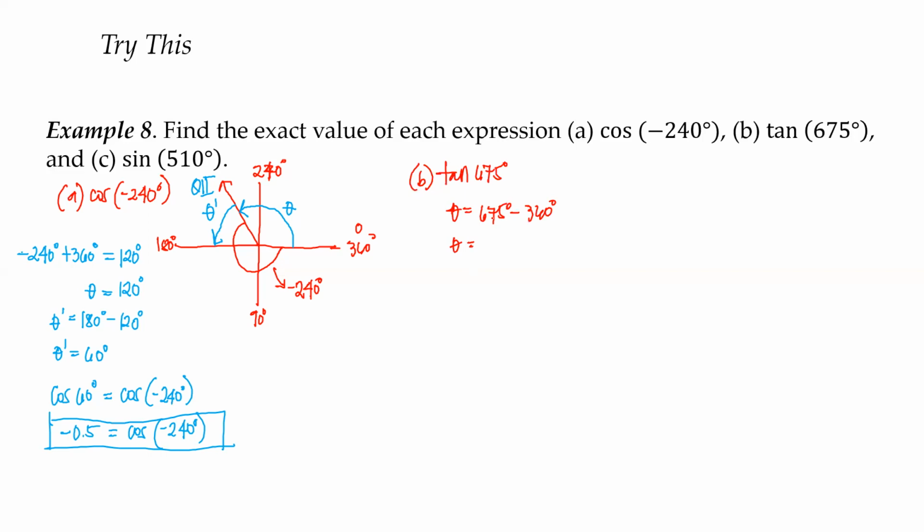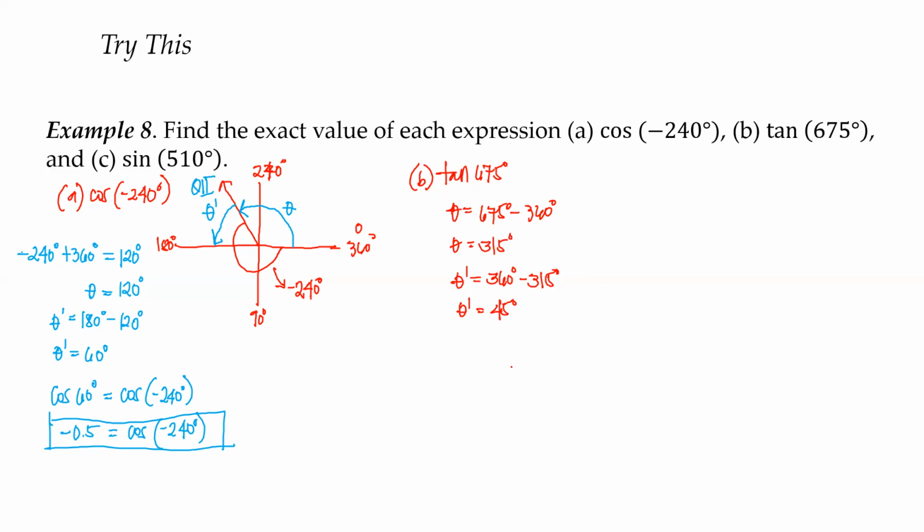675 minus 360. That is 315 degrees. And 315 is more than 270 but less than 360. So theta prime is equal to 360 degrees minus 315 degrees. Theta prime is equal to 360 minus 315, and that is 45 degrees.